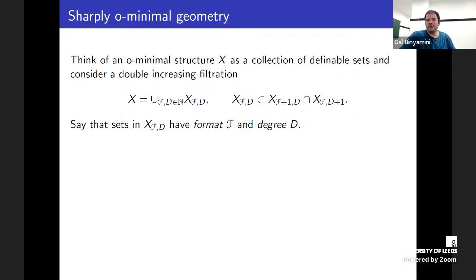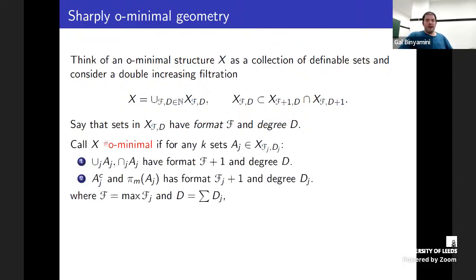And you should think of the format as, if we were in the semi-algebraic context, for example, the format would be something like the ambient dimension. And the degree would be something like the degree of the semi-algebraic set, say the sum of the degrees of all the polynomials used to define the semi-algebraic set. But in general, it's just an axiomatic thing. So I'm defining such a filtration, and now I will list some axioms that this filtration should satisfy.